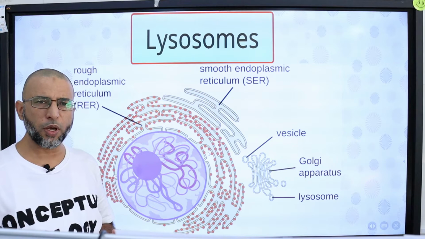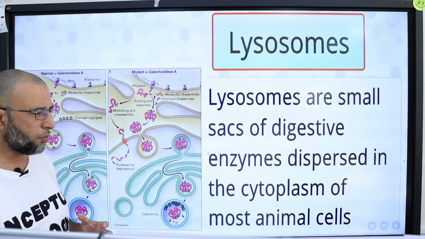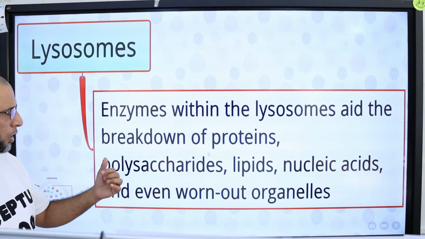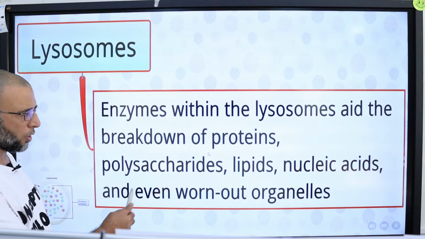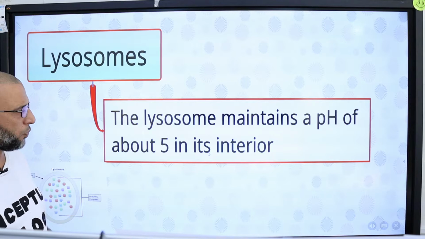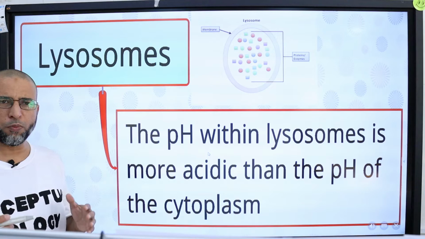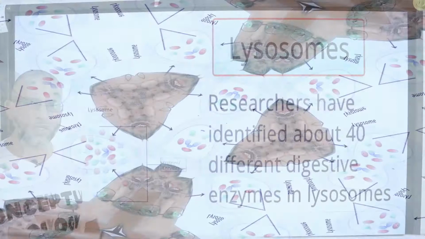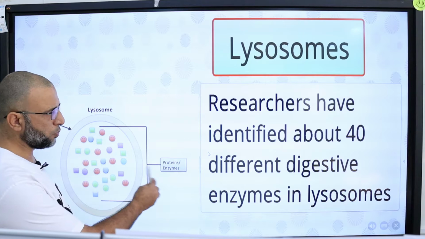Lysosomes are small sacs of digestive enzymes, which are dispersed in the cytoplasm of most animal cells. Enzymes within the lysosomes help in the breakdown of proteins, polysaccharides, lipids, nucleic acids, and even worn out organelles. Lysosomes maintain a pH of about 5 in their interior. The pH within the lysosomes is more acidic than the pH of the cytoplasm. These enzymes are active at a much lower pH than that of the cytoplasm. Researchers have identified about 40 different digestive enzymes in lysosomes.